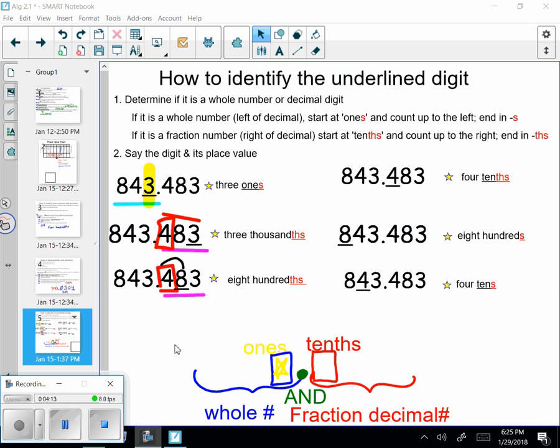Do remember, if it's a whole number, it's before the decimal. Start with ones and count up to the left. Ones, tens, hundreds, thousands. If it's a decimal place value, start with your tenths and count up. Tenths, hundredths, thousandths, ten-thousandths. Remember, there's only one ones, no partner in the fraction.